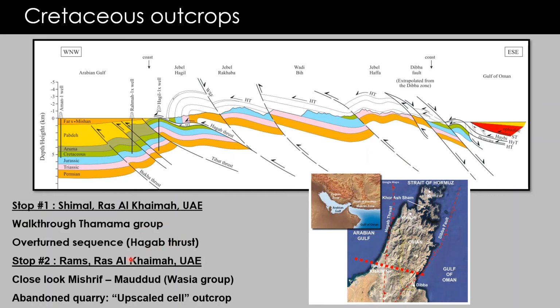For the second stop, we are going to look at something different. We are going to go to Rams. We will look at the Mishrif and Mauddud. We will go to an abandoned quarry, which I call the upscaled cell outcrop, because the dimensions of that quarry are roughly 100 by 100 meters, which is equal to a cell in a reservoir model.